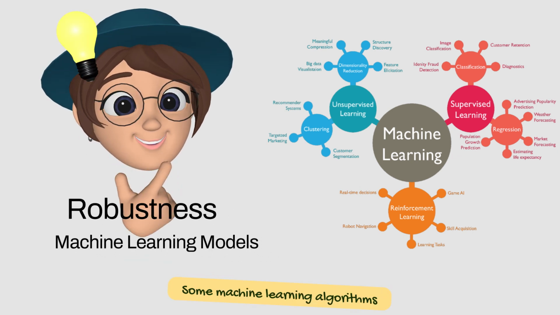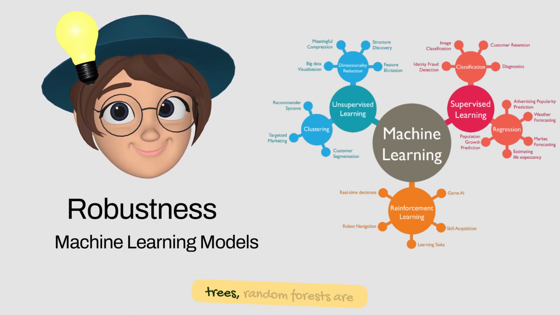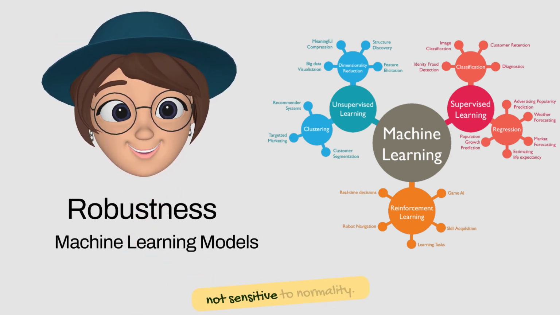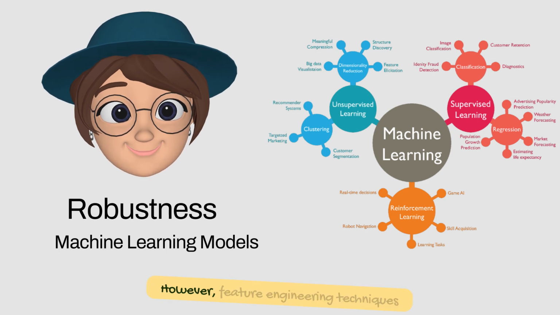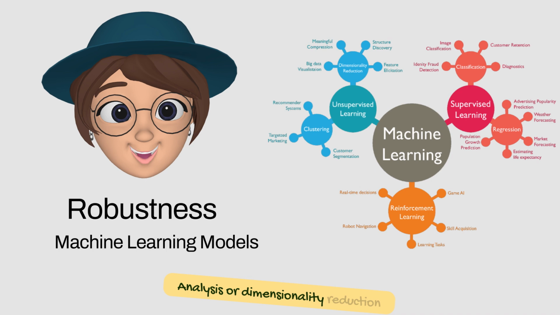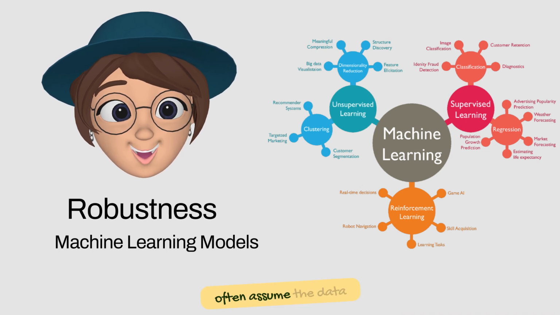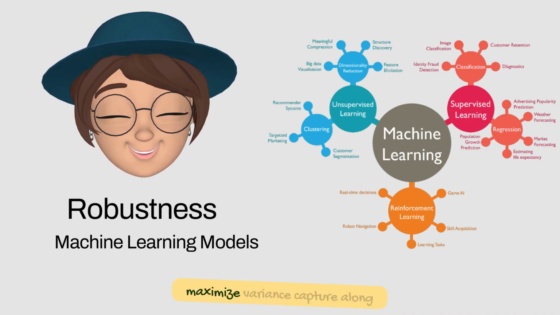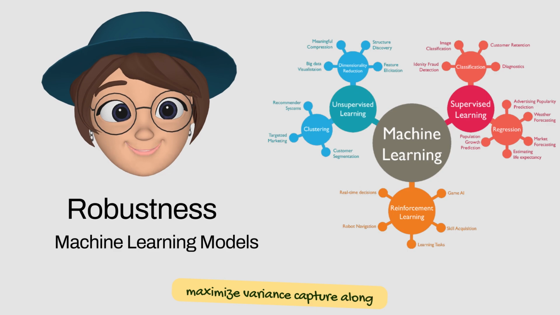Some machine learning algorithms, such as decision trees and random forests, are not sensitive to normality. However, feature engineering techniques such as principal component analysis or dimensionality reduction often assume the data is normally distributed to maximize variance capture along principal components.